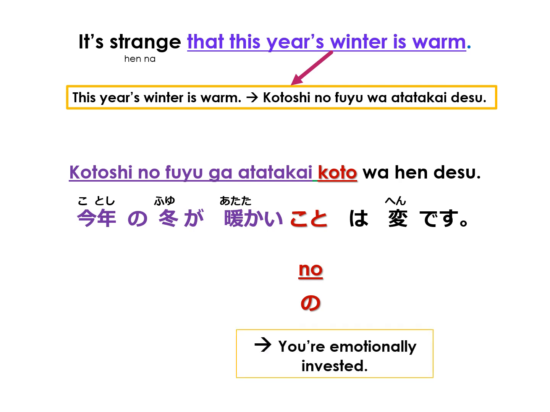observation. And using no, you have a more emotional connection. Maybe you're an avid skier and don't like the warm winter because there isn't enough snow.